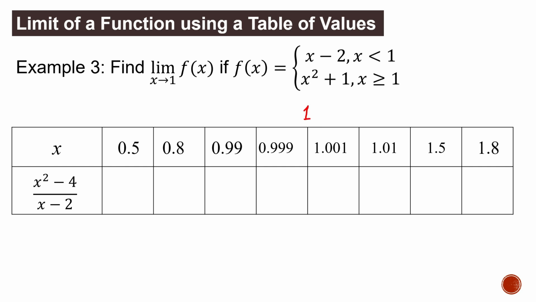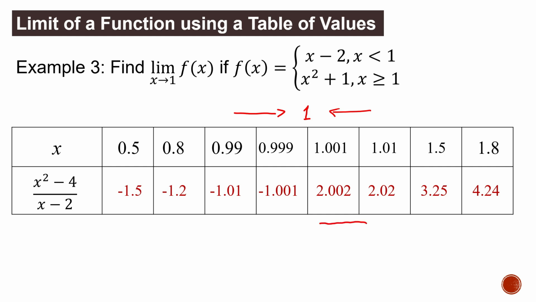Okay, I choose these numbers. Again, you can pick any number and whatever number of numbers that you want. If you want 5, that will be fine, but here I have 4 numbers, so 0.5, 0.8, 0.99, 0.999. And then on the right side, we have 1.001, etc., etc. So if you plug in those numbers from the left, that will be the result. And then from the right side, this will be the result.